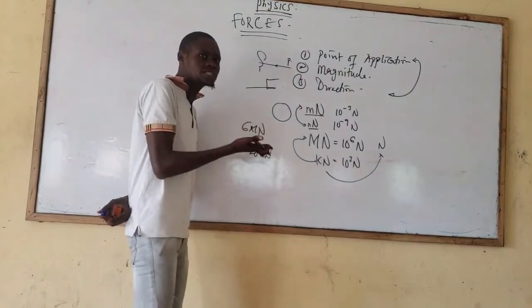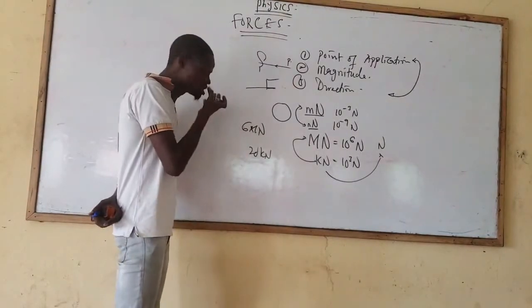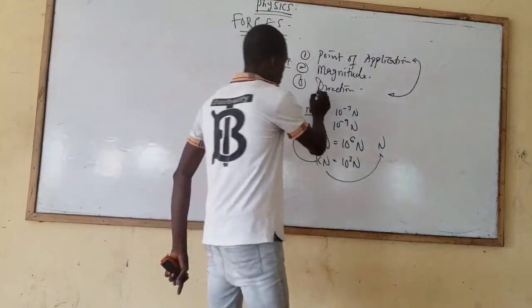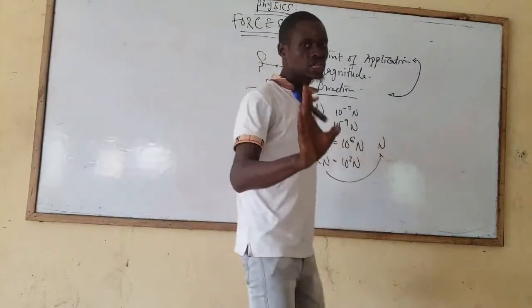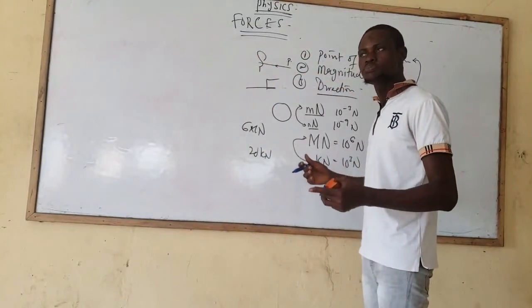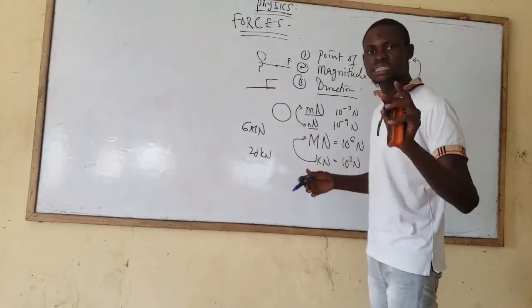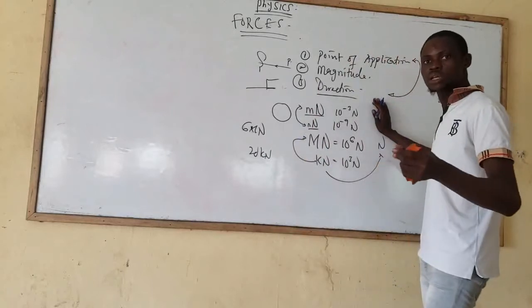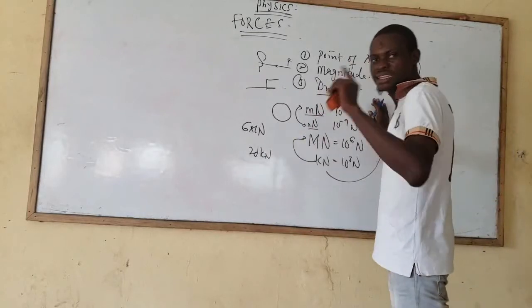So the magnitude of forces varies, depending on how large the force is. Now, we also have direction. You see, the direction of a force is characterized by two things. What are the two things that we can use to explain the direction of force?